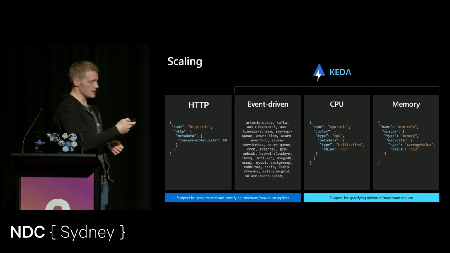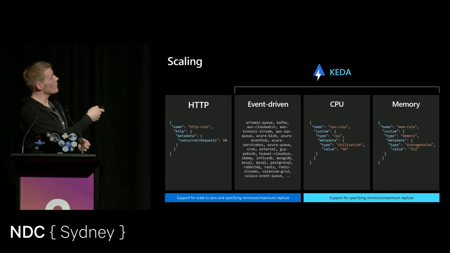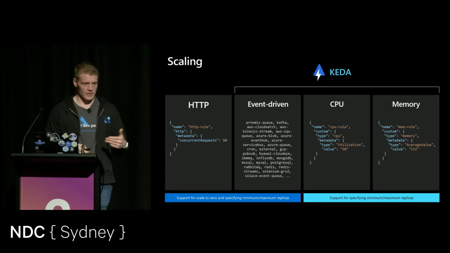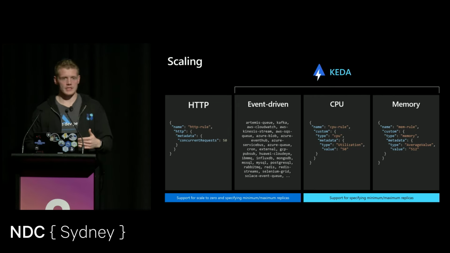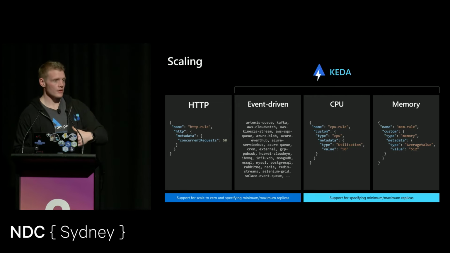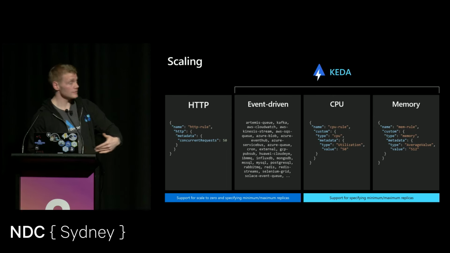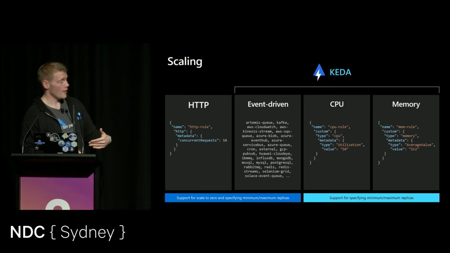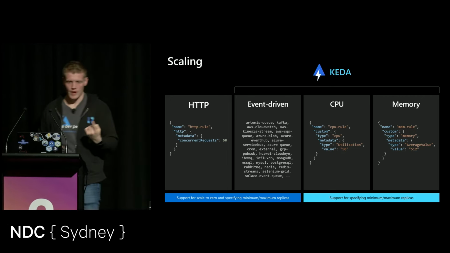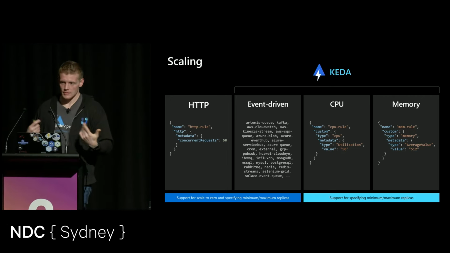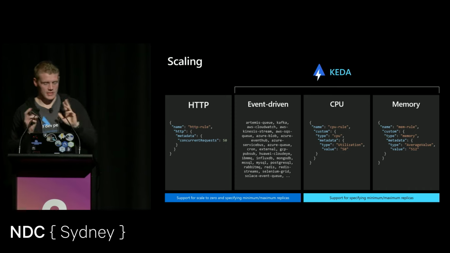The important thing to note here is that for HTTP and event-driven scaling, there's support for scale to 0. So if nothing's happening to your container app, you can scale right down to 0, so you're not charged for the container app to run. However, if you're scaling on CPU and memory, you need to have at least one replica active all the time. So that's just something to keep in mind.